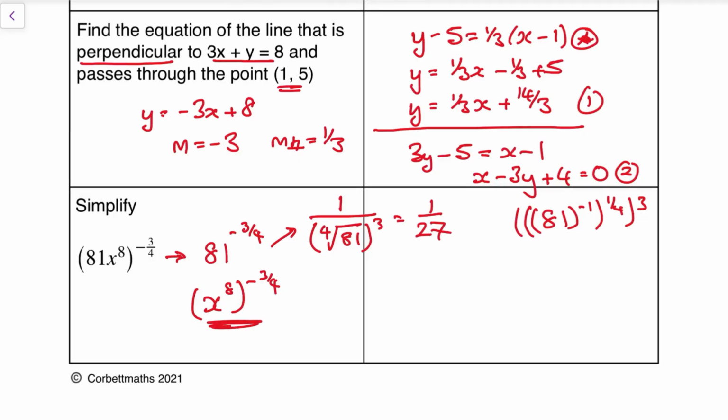This one here is brackets, so I'm going to do 8 times 3/4, which is 8 divided by 4, which is 2 times 3, which is 6, with a minus, which is going to give me x to the minus 6. And let's put both of these together, and that's going to be 1 over 27 x to the 6. There's a few ways of writing it. You could do 1 over 27 times x to the minus 6, but either of those are fine.